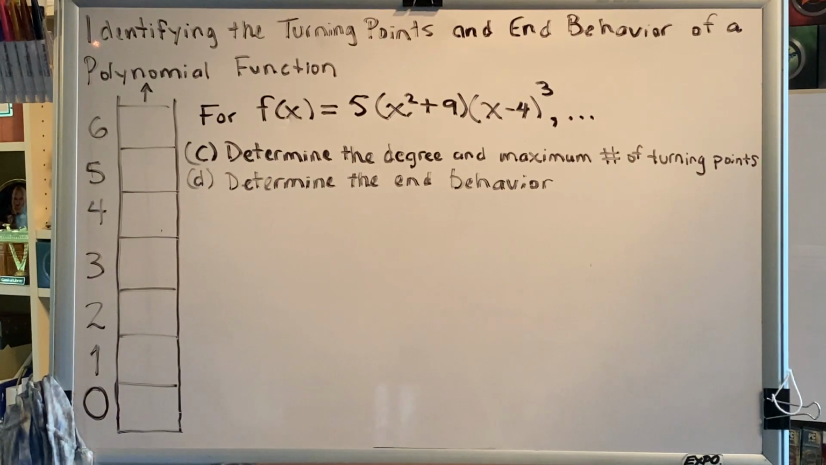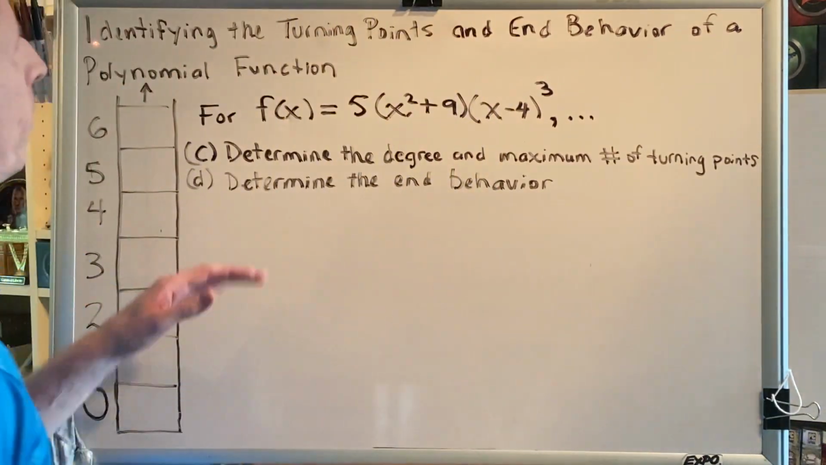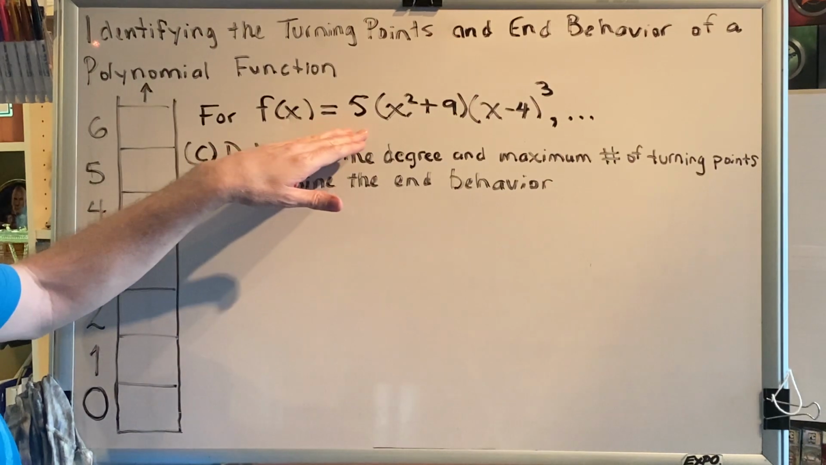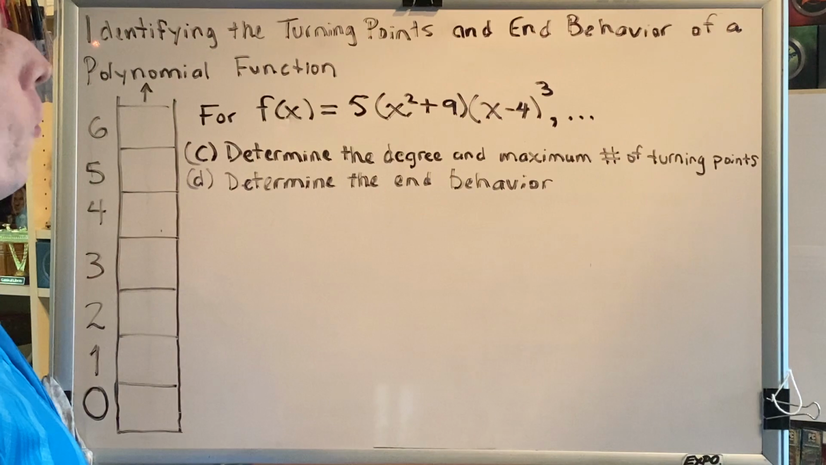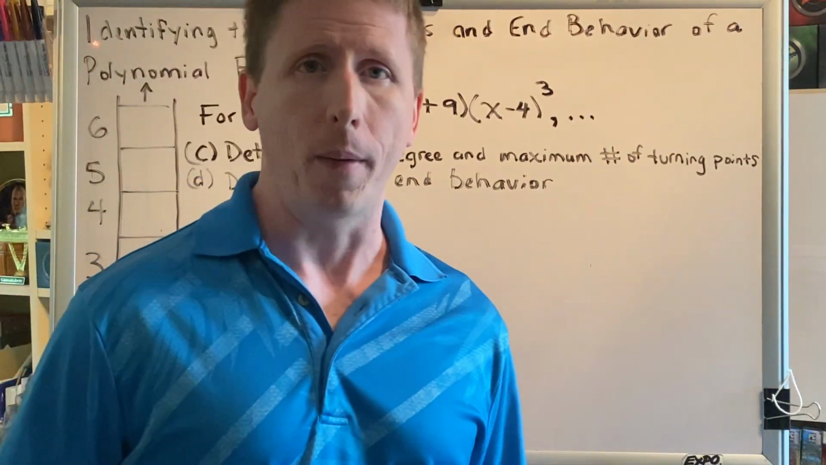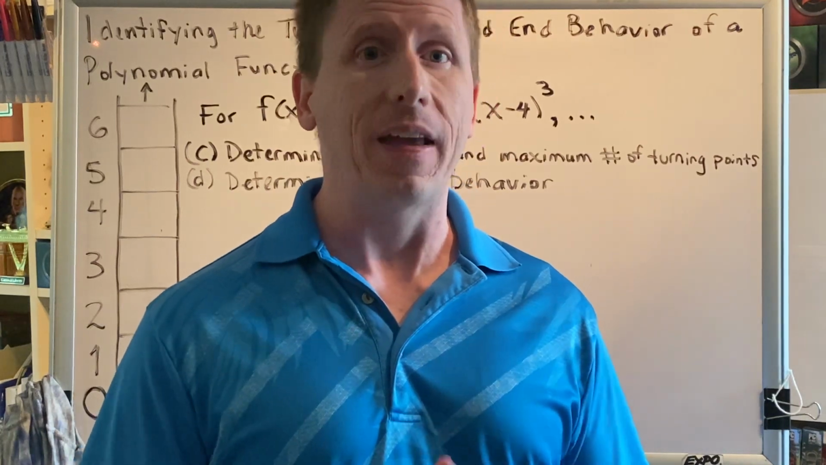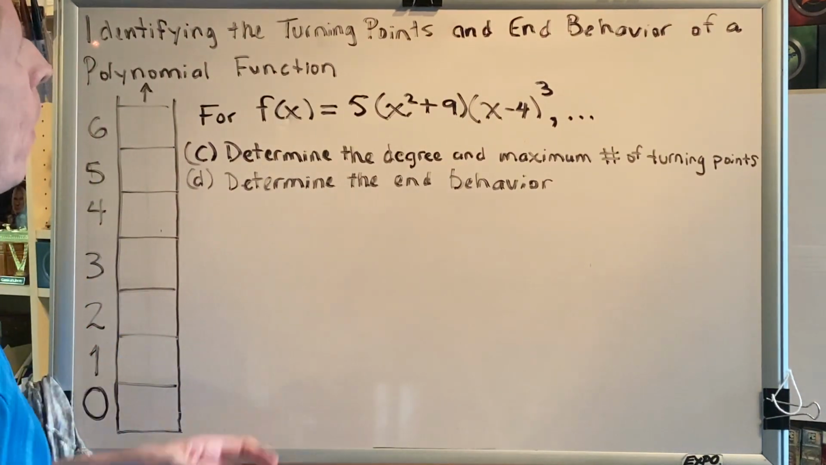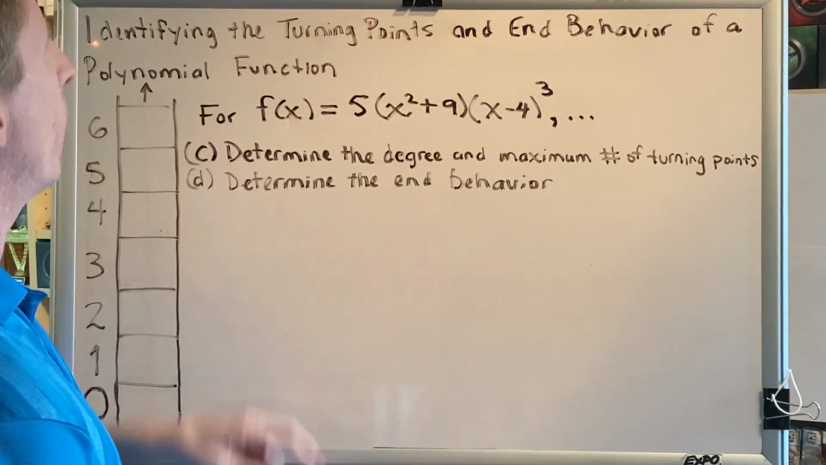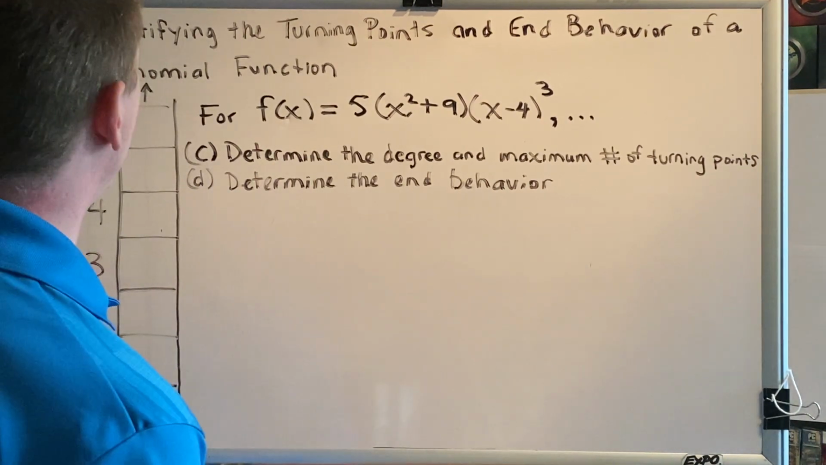Alright, we'll begin with Part C, determine the degree and the maximum number of turning points. There are two ways to determine the degree of a polynomial. It depends on the form of the polynomial. This polynomial is in factored form, but a polynomial could also be written in standard form. When your polynomial is in standard form, the first term, the one with the highest exponent of x, is going to determine the degree. However, when in factored form like this problem, the degree is determined using the theorem that was stated in a previous video.